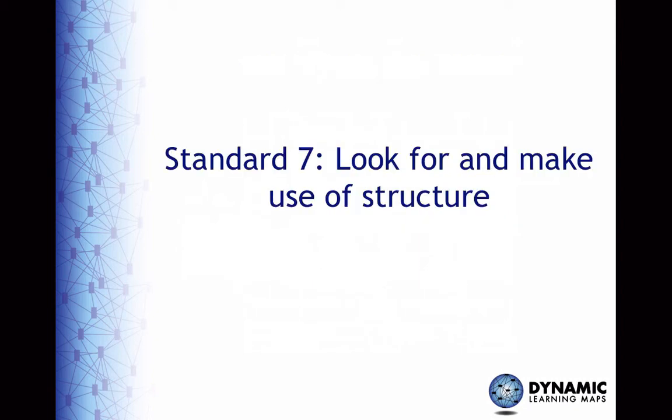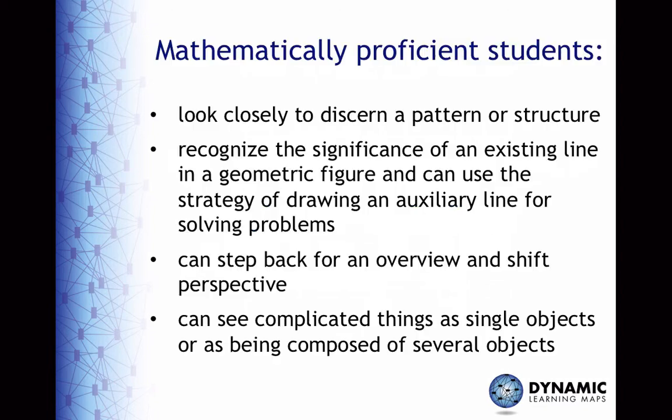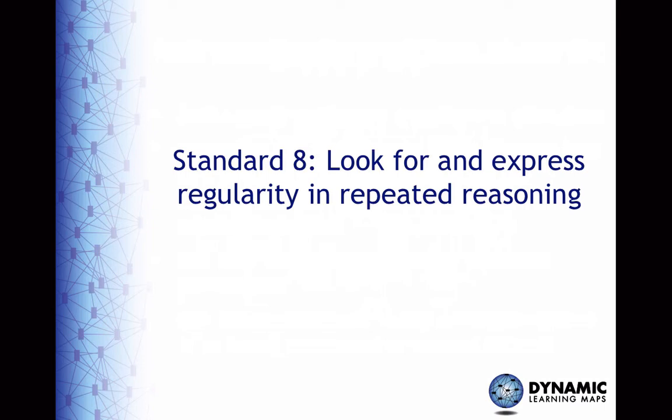The next standard is Standard 7. It states that students should look for and make use of structure. Mathematically proficient students who make use of structure pay close attention to discern patterns or structures that exist within the problem context. They recognize the significance of particular lines in determining geometric figures. They are able to step back and look at a problem holistically, for an overview, while maintaining the ability to shift perspectives. They can also see complicated things, such as some algebraic expressions, as well as look for functions in the everyday world.